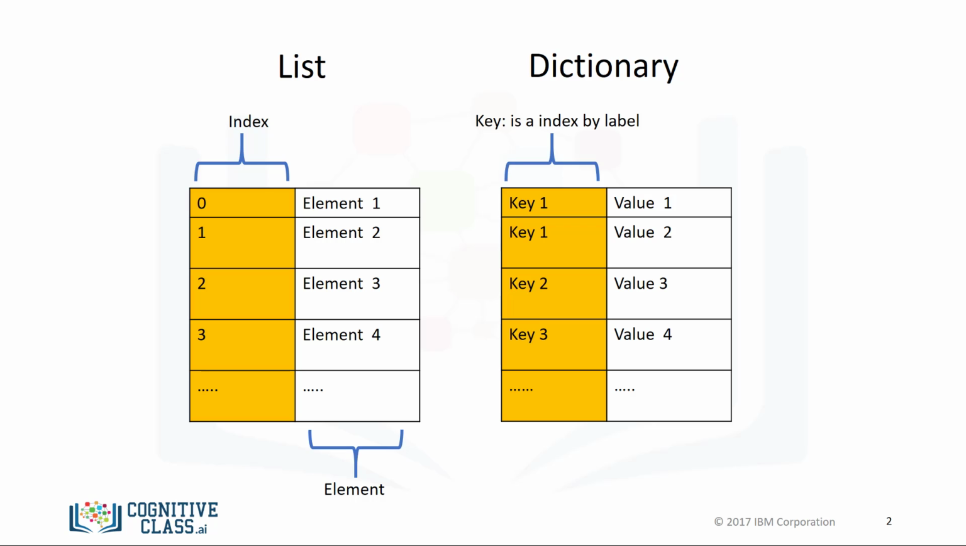The key is analogous to the index. They are like addresses, but they don't have to be integers. They are usually characters. The values are similar to the elements in a list and contain information.